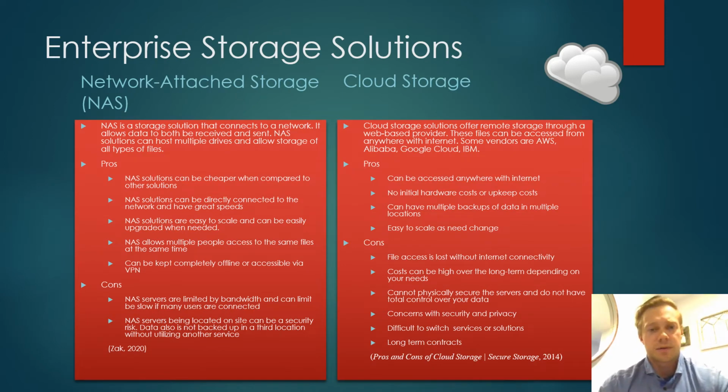Now let's talk about enterprise storage solutions. Some of the options that we picked were network attached storage. Network attached storage is a solution that connects to a network. It allows data to both be received and sent. It's a solution that can host multiple drives and allows storage of all types. Some of its pros: it's cheaper when compared to other solutions. It connects directly to the network and it can have great speeds. It is able to scale easily because it's on-site and you can add more drives to it. It allows multiple people to access the same files at the same time. It can be kept completely offline, which can be a big pro, or you can use it with VPN access so that someone can connect to it off-site remotely.